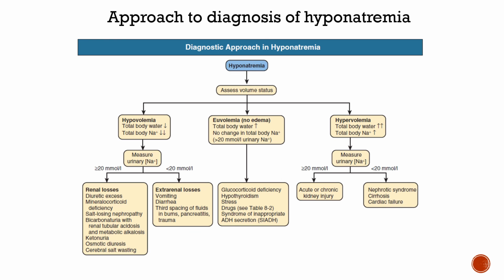If you find the hypervolemia, you should measure the urinary sodium. If it is high, this is a renal injury, either acute or chronic kidney injury. If it is low, it is nephrotic syndrome, cirrhosis, and heart failure. So again, the approach for diagnosis of hyponatremia should depend on the volume status.